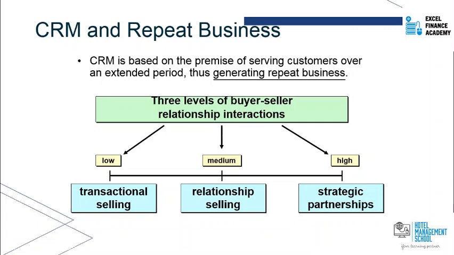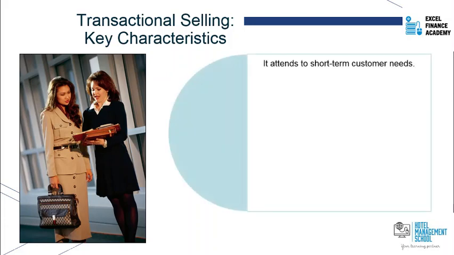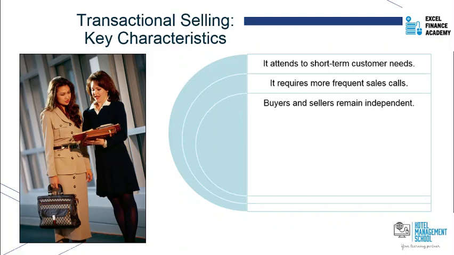So transaction selling has a low relationship requirement, relationship selling is medium, and strategic partnership requires the highest relationship. So where will CRM be used: transaction selling, relationship selling, or strategic partnership? It will start at relationship selling. Then strategic partnership is covered too, but CRM will start mostly from relationship selling. Transactional selling you don't really use it for, because CRM is a super expensive system.